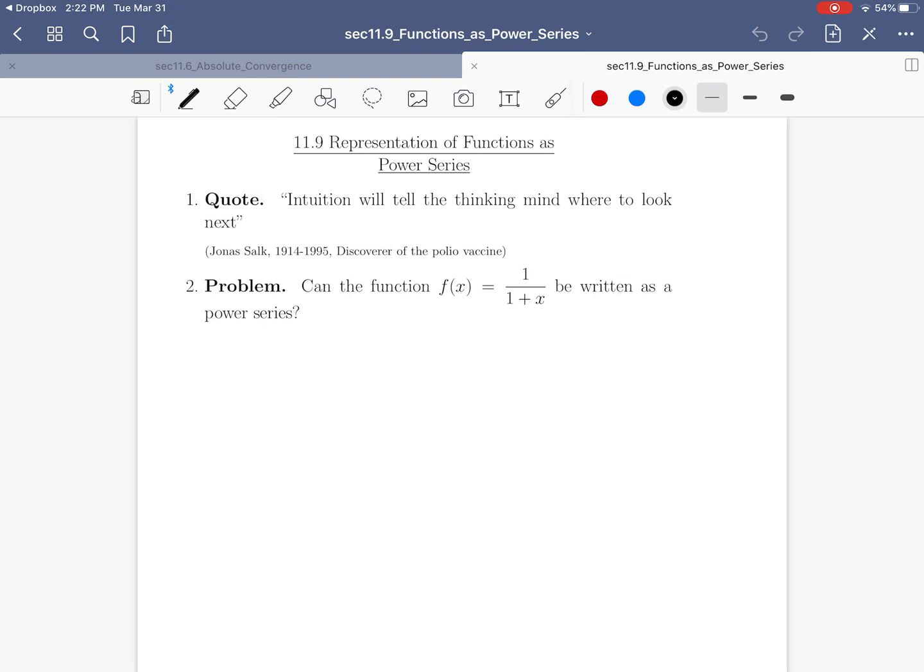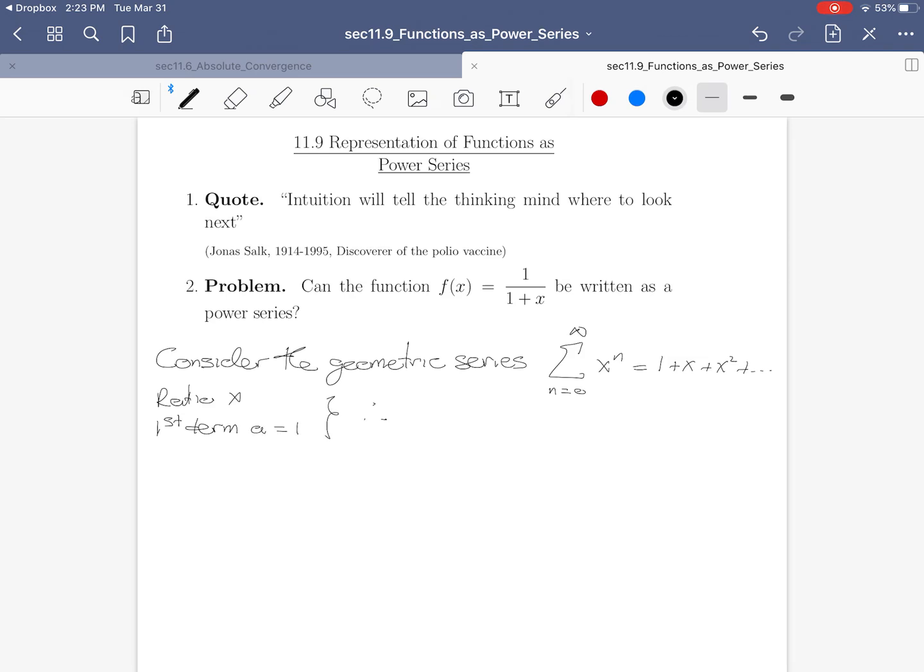Well, you saw this last time, but let me repeat this because it's very important for today's lecture. Let's consider the geometric series, which is the sum from n equals 0 to infinity of x to the n. So this is the series 1 plus x plus x squared plus dot dot dot. We know that for this the ratio is x and the first term a is equal to 1. Therefore this series is equal to 1 divided by 1 minus x, for the absolute value of x less than 1.